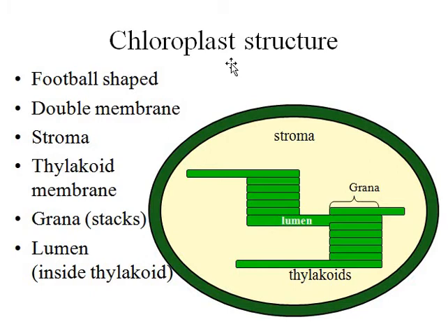Now in this slide we will discuss the structure of chloroplast. From the diagram you can see that it is a football shaped structure. Now the second point is double membrane. Here you see that this is the outer membrane and this is the inner membrane. The third point is stroma. The fluid-filled portion of chloroplast is known as stroma.